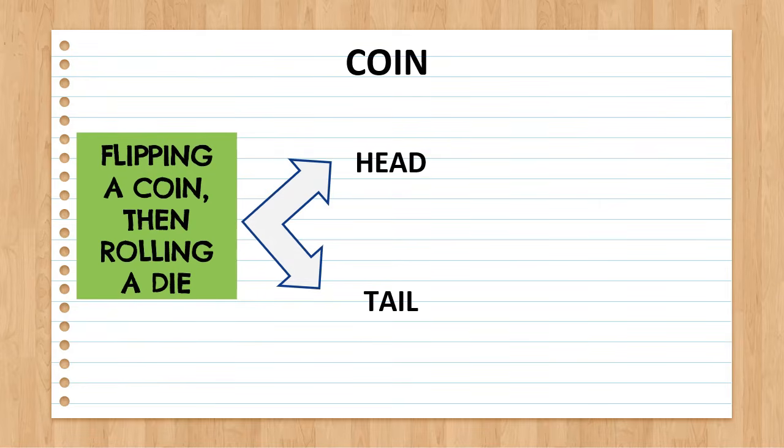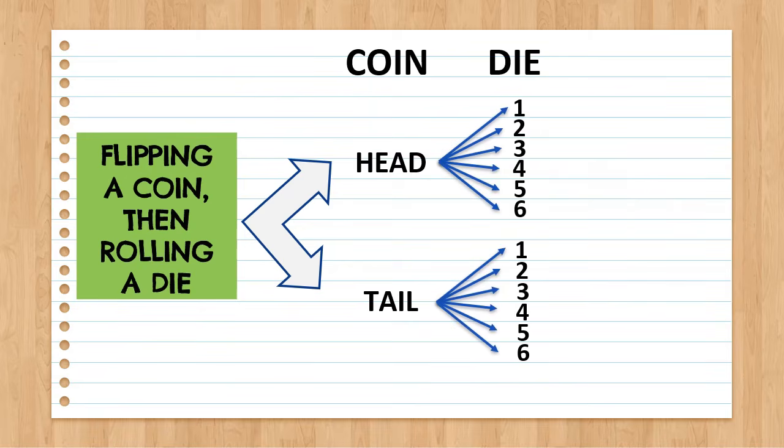From the leftmost point, you see two branches representing the first phase of the experiment, which is flipping a coin. There are two branches because there are only two possible results in flipping a coin, getting a head or getting a tail. Notice how the branches are labeled. Since the first phase of the experiment is done, it is followed by rolling a die, which is the second phase of the experiment. Now, the tree branches out further.